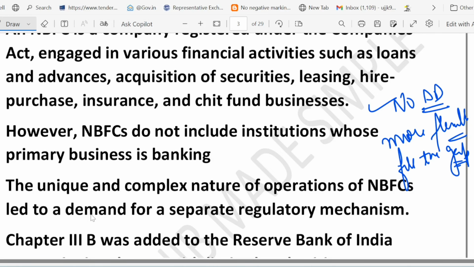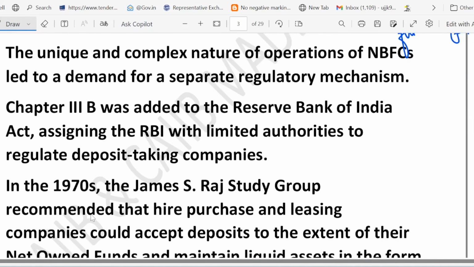They serve those left out by traditional banks. Now the question is, why are NBFCs so important? Because they boost financial inclusion. They help small businesses grow. They keep money flowing in places where banks don't reach.